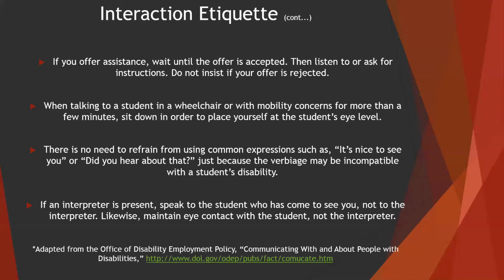If you're in a classroom and there is a student who is deaf and who utilizes interpreter services, we want you to speak to the student and maintain eye contact with the student who has come to see you, and don't look at the interpreter. And likewise, when the student is communicating back, maintain eye contact with the student, not the interpreter. The student is going to be bouncing back and forth between you and the interpreter, but you only need to worry about maintaining contact with the student.